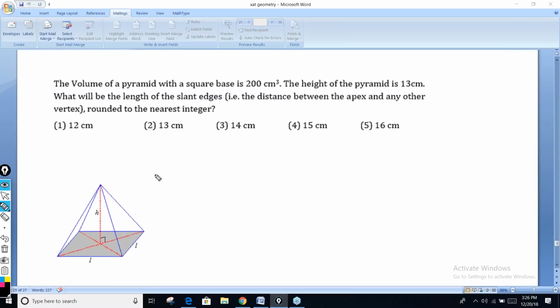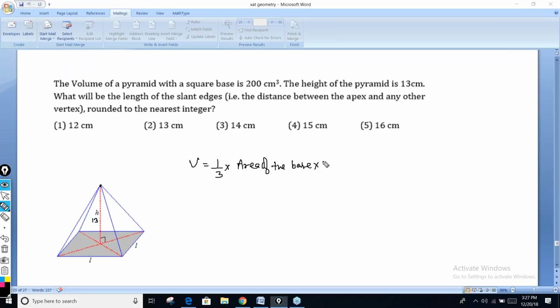The next question says the volume of the pyramid with square base is 200 centimeter cube. The height of the pyramid is 13. What will be the length of the slant edge, that is the distance between the apex and any other vertex, rounded to the nearest integer? So we need to find out, let's say, if I name it, that blue line. The volume of the pyramid is 1/3 into area of the base into height.